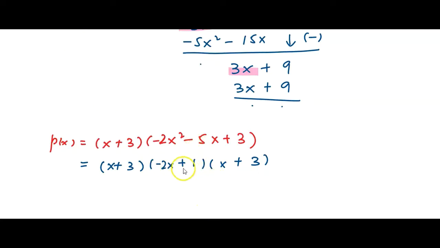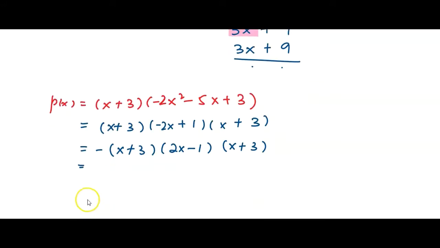So this is not yet factorized completely. I need to factor out the negative. So I have x plus 3, and once you factor out the negative from this factor, you get 2x minus 1 multiplied by x plus 3. You can see that these two factors are repeating. So you can just combine them by writing x plus 3 squared multiplied by 2x minus 1.